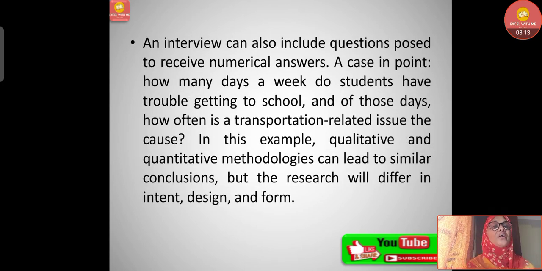An interview can also include questions posed to receive numerical answers. A case in point: how many days a week do students have trouble getting to school? And of those days, how often is a transportation related issue the cause? They can pose these numerical questions and get numerical answers also. In this example, qualitative and quantitative methodologies can lead to similar conclusions, but the research will differ in intent, design and form. The form will be different, the design will be different, but the intention will be the same.